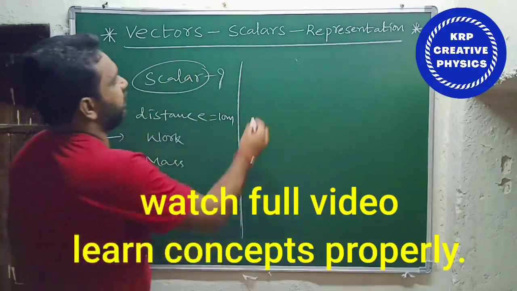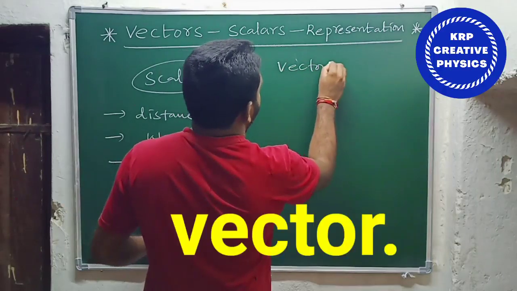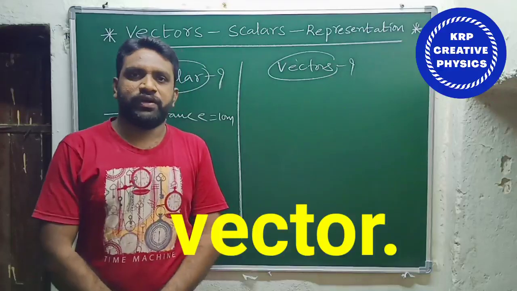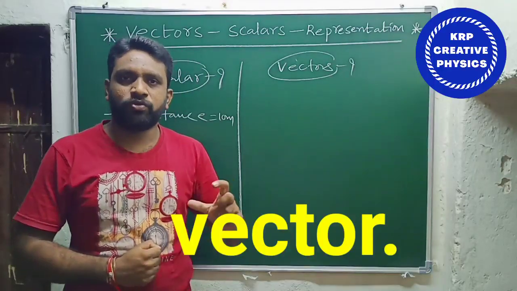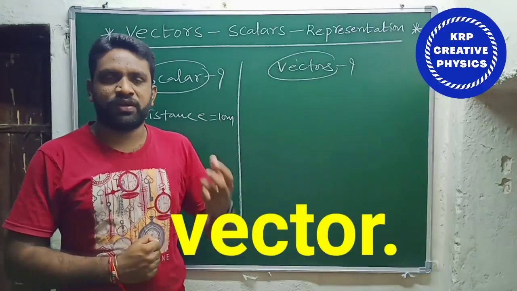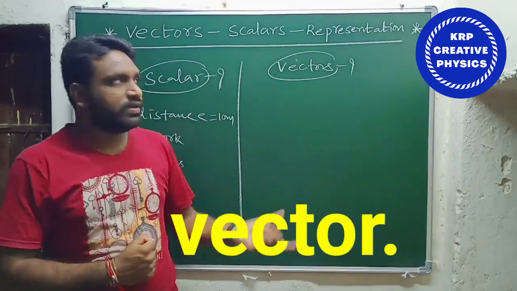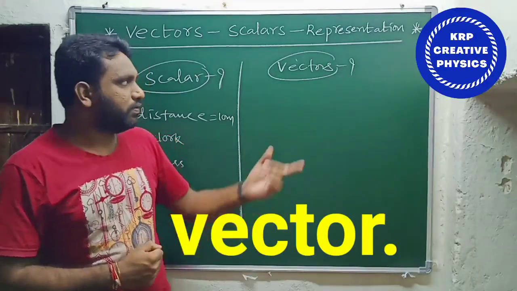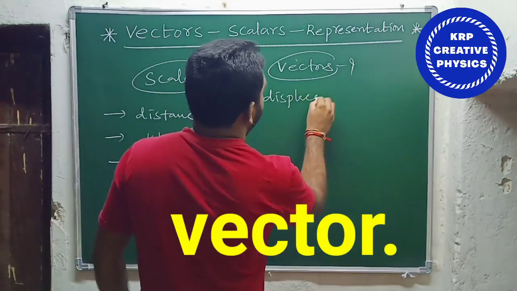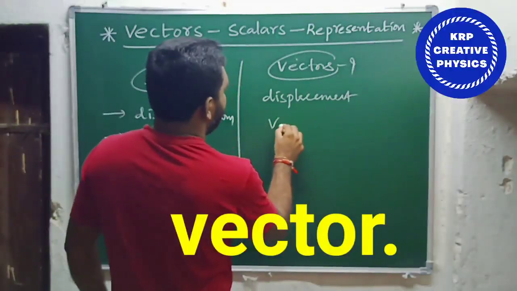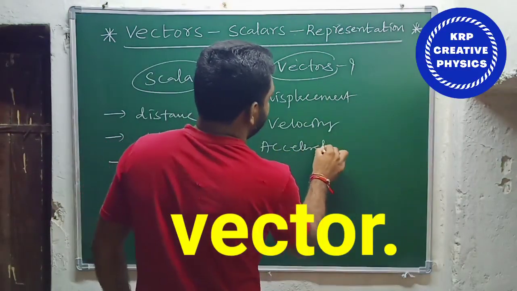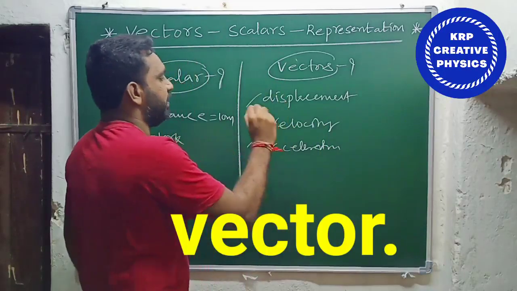And if we consider vectors, this is very, very important. What is a vector? If a physical quantity has both magnitude and direction, then it is said to be a vector. Now we will consider some examples for vectors. First we will consider displacement, velocity and acceleration.